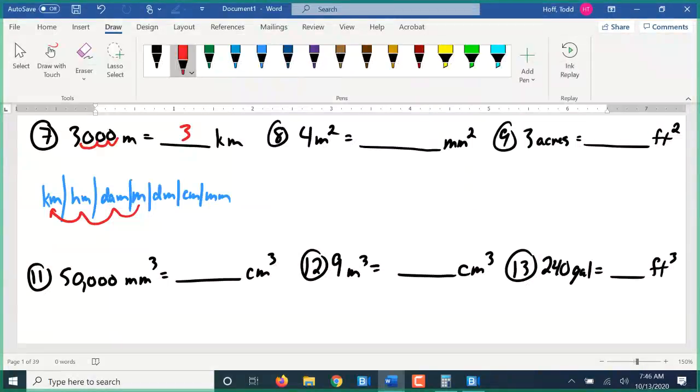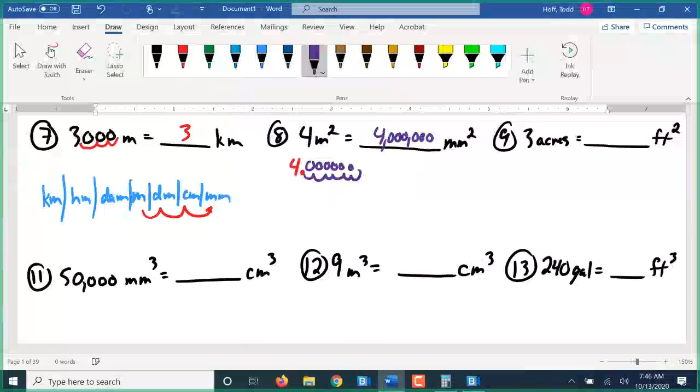Number 8, we're taking 4 meters squared going to millimeters squared. Well, from meters to millimeters is 3 spots to the right on the chart. But since it's squared, each spot on the chart is 2 decimal places. So 3 spots on the chart is 6 decimal places. Our decimal point's at the end of the number, so we move it 6 spots, having to fill in zeros. Four meters squared is 4,000,000 millimeters squared.